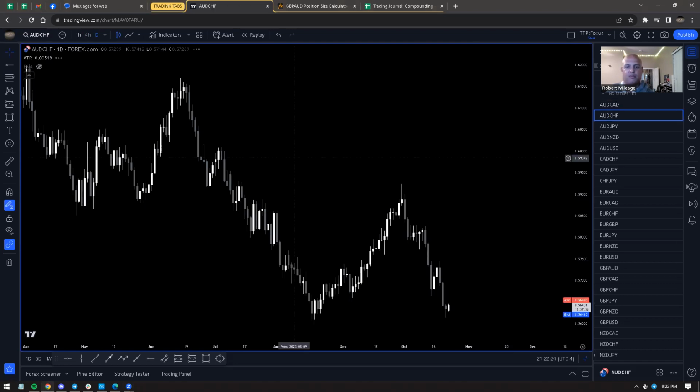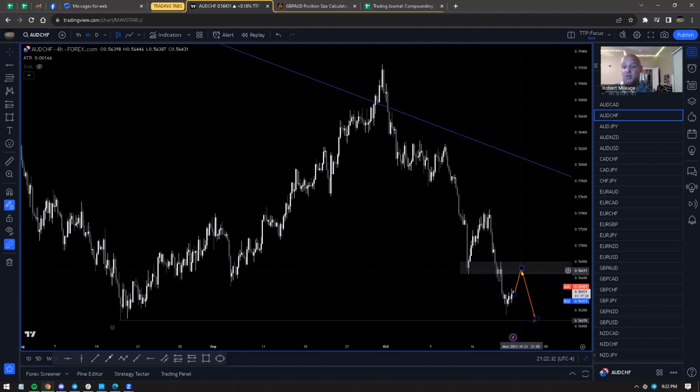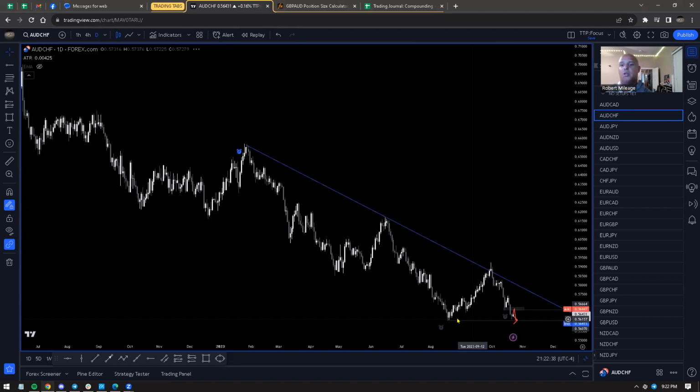Odd CHF. Once again, down on the daily. We have a break and retest area on the lower time frame on the 4-hour. Waiting for price to get into the zone. If I can get some rejection, I'll go ahead and get into that. Targeting the lows of the previous daily support.